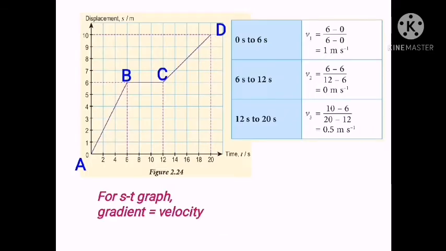To calculate the velocity for the graph, we need to calculate the gradient. As you can see here, the gradient from 0 second to 6 second is 1 meter per second. And the gradient from 6 second to 12 second is 0 meter per second. And the velocity or the gradient from 12 second to 20 second is 0.5 meter per second.